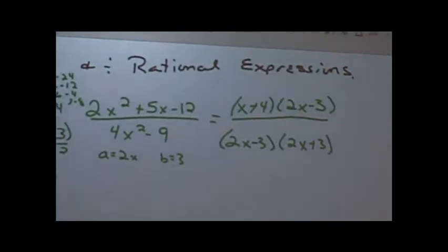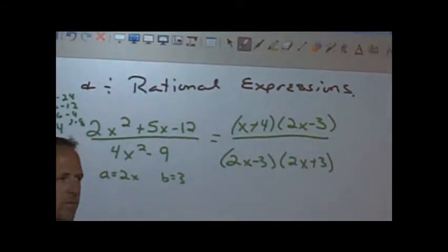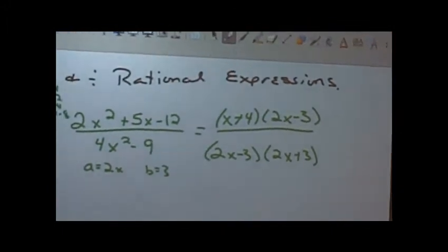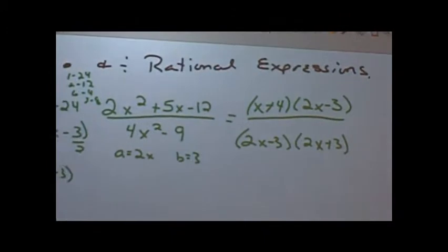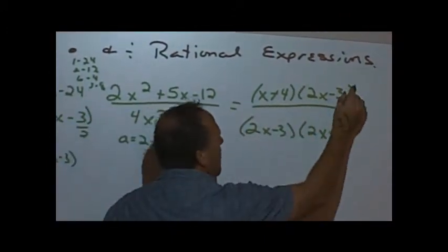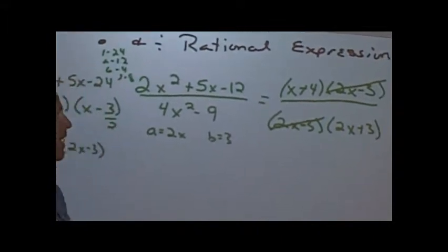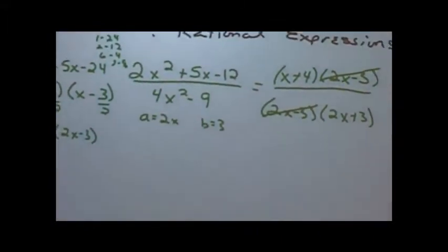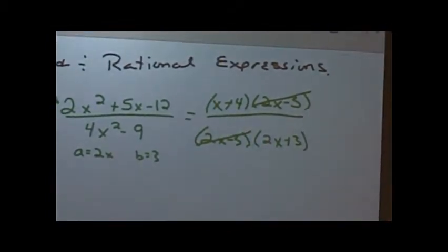99% of the time, when you break something down, something will cancel out. Always. So if you had this at the top, you know that there's going to be one of them on the bottom. And hence, your 2x minus 3 will cancel out your 2x minus 3, and your final answer is x plus 4 divided by 2x plus 3. And you're done.